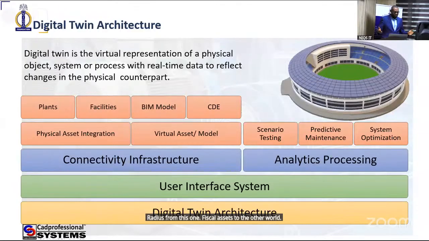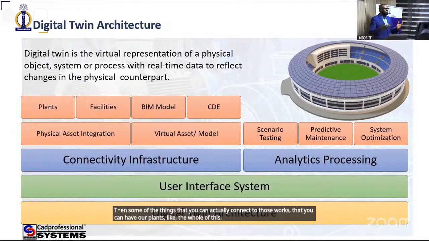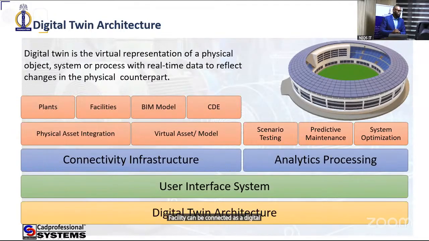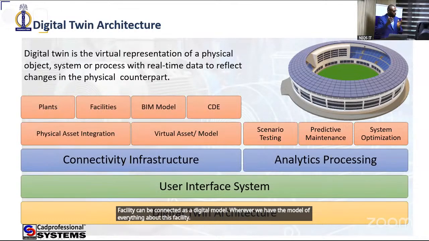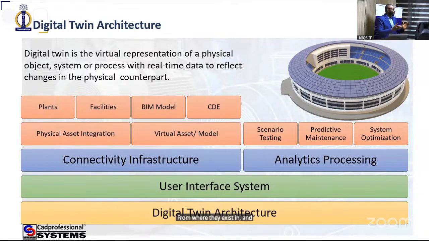Then some of the things that you can actually connect to those, you can have our plants, like the whole of this facility, can be connected as a digital model, whereby we have the model of everything about this facility somewhere existing, and then we now come in and put sensors on every piece of the hardware that we have on this facility, connecting them together so that they're able to relate with each other.